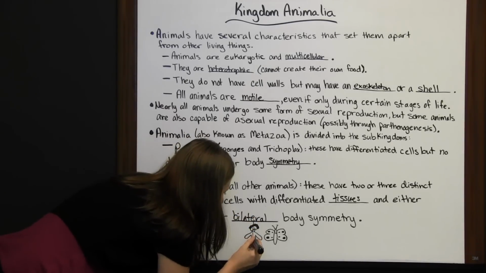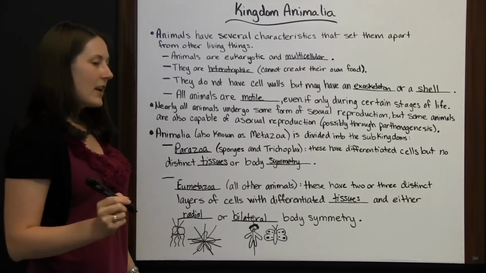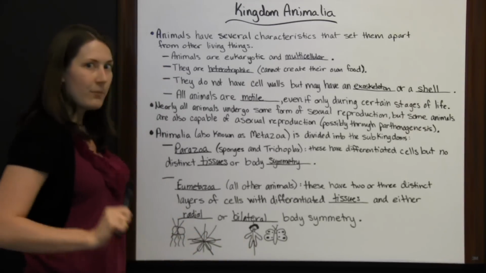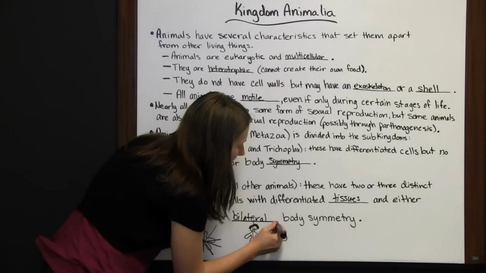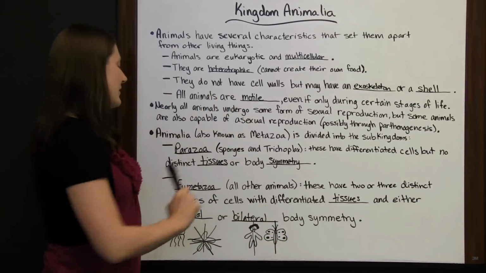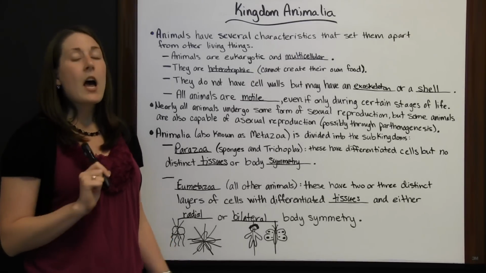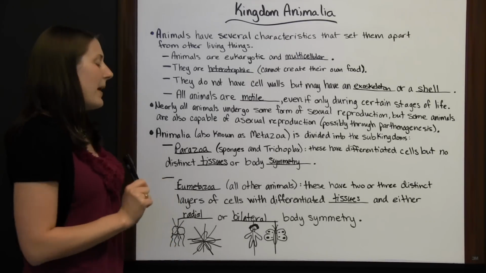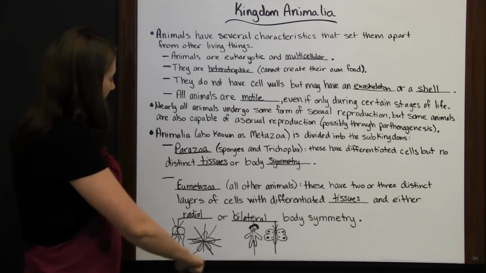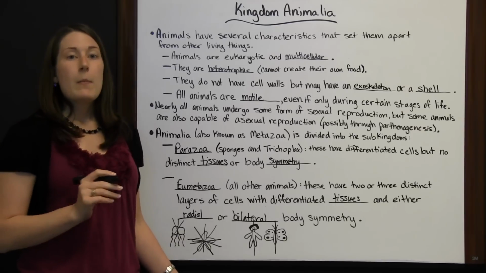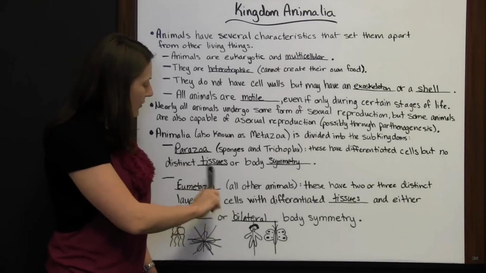So people have bilateral symmetry. You can divide straight down the middle and the halves should match up pretty well. Butterflies or moths are another example that should match up. Cats, dogs, a lot of animals display bilateral body symmetry, but there are some that have radial symmetry. But these are all eumetazoa.